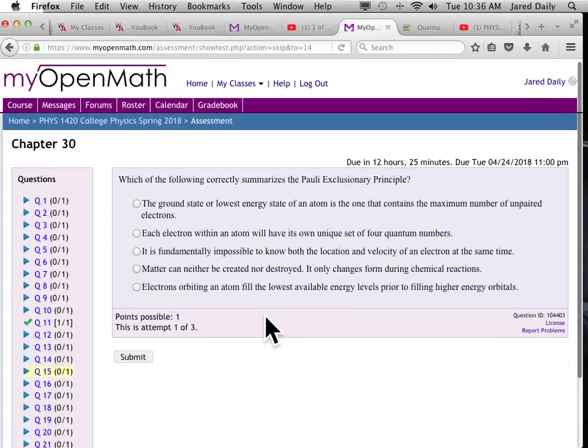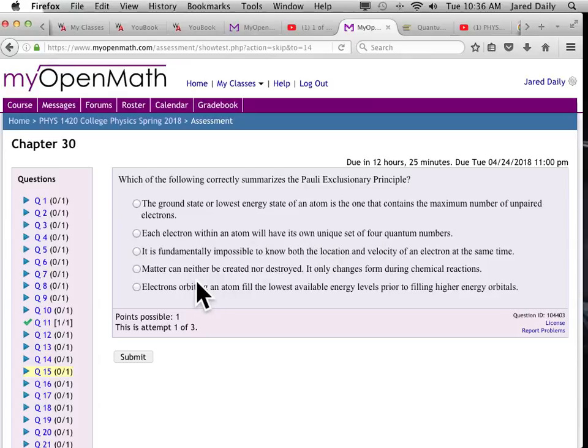This problem right here. Yeah, it said that if they either spin up or spin down, right? Yep. But whenever I read through them, I don't see one that really. It says right here, each electron within an atom will have its own unique set of 4 quantum numbers. And that means it spins up or spins down.